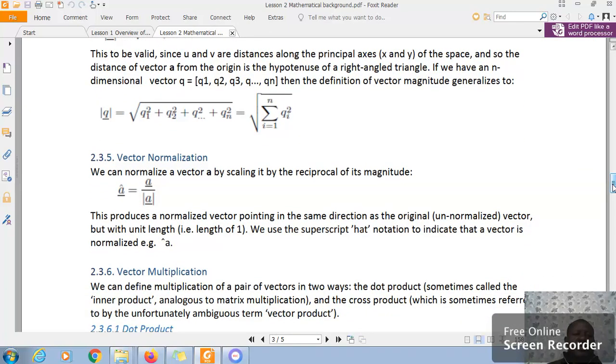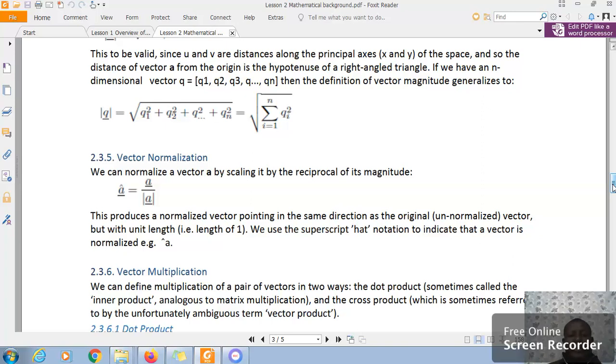Next, we look at vector normalization. We can normalize a vector, let's say vector A, by scaling it by the reciprocal of its magnitude. This produces a normalized vector pointing in the same direction as the original, but with a unit length, that is the length of 1. The normalized vector is a vector with a length of 1, in other words.